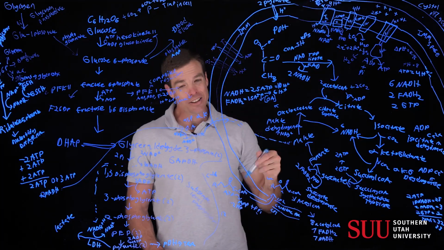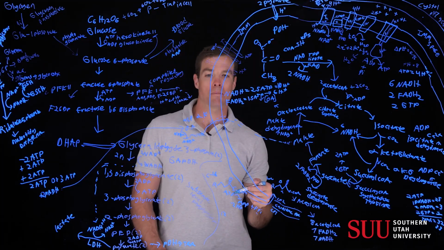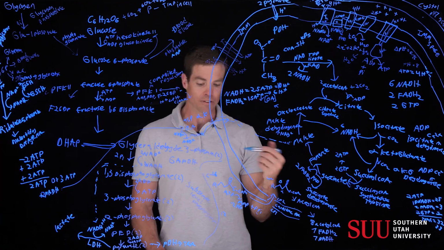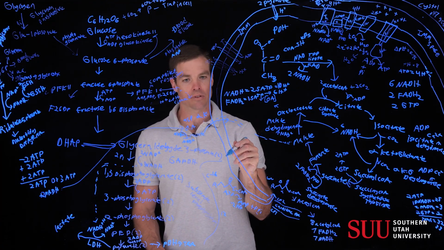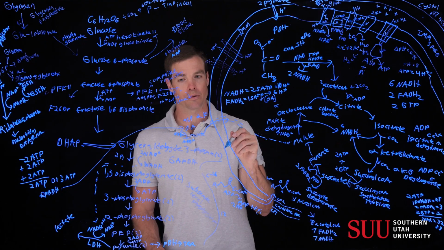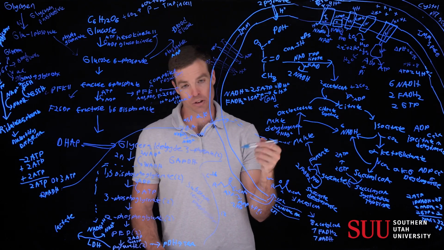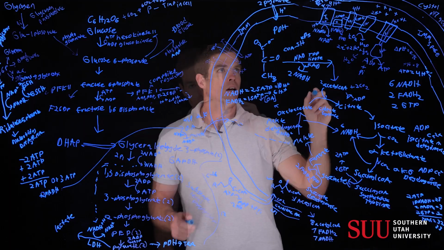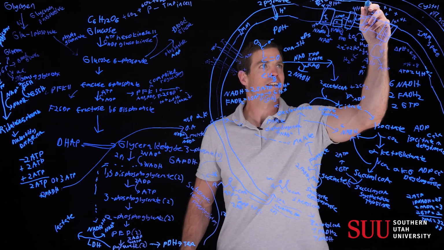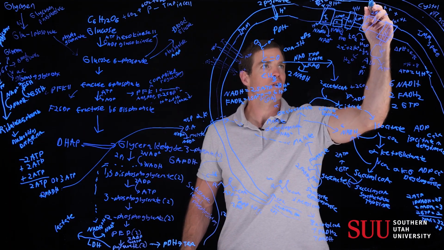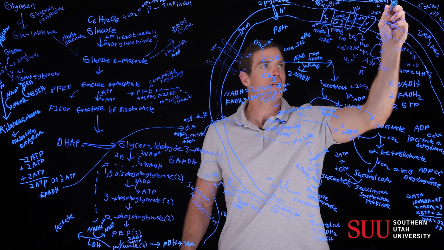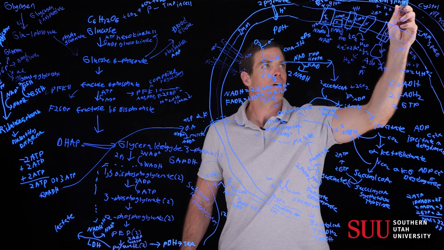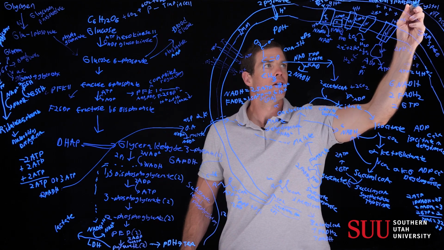Now, there's another mechanism, so different tissues use different mechanisms. Okay, there's another one called the glycerol dehydrogenase shuttle, or glycerol 3-phosphate dehydrogenase. Maybe I'll put it just over here, just because it's what I really want to show. But this is the glycerol 3-phosphate shuttle.